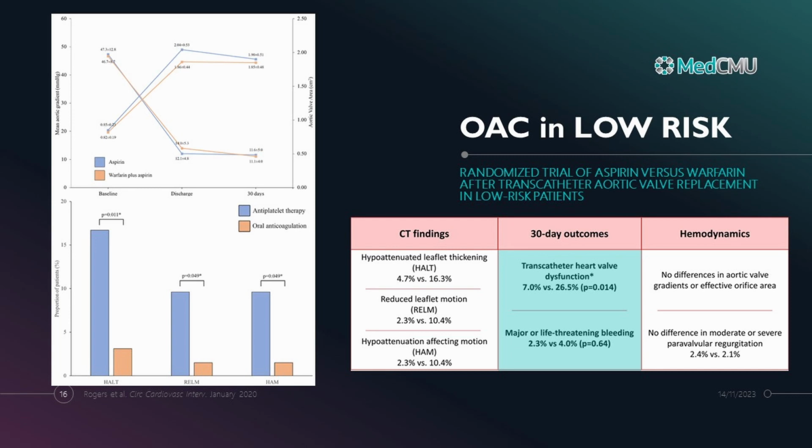How about the data in the low risk group? This study was performed using oral anticoagulation in the low risk, and it showed that at 30-day outcomes, the transcatheter heart valve dysfunction was reduced significantly, 7% versus 26.5%. And also the major and life-threatening bleeding was not increased; even if there is a mild increase, there is no statistical significance.